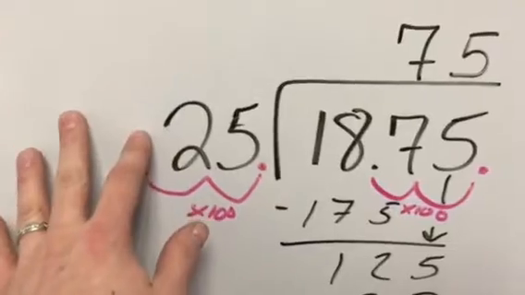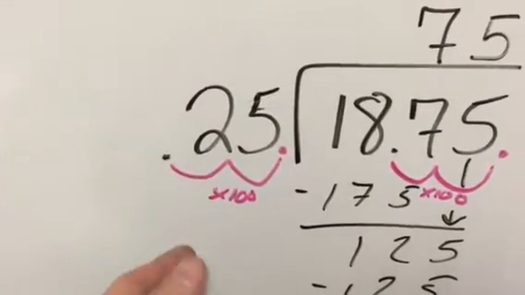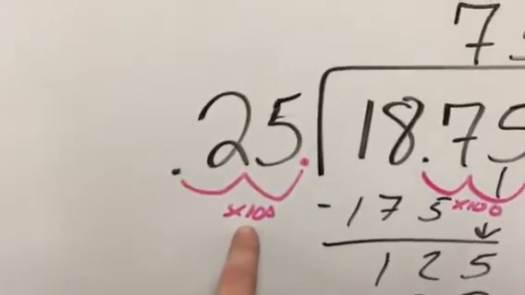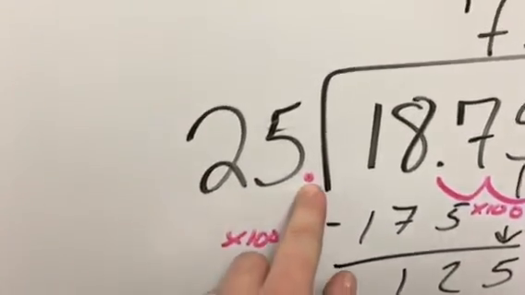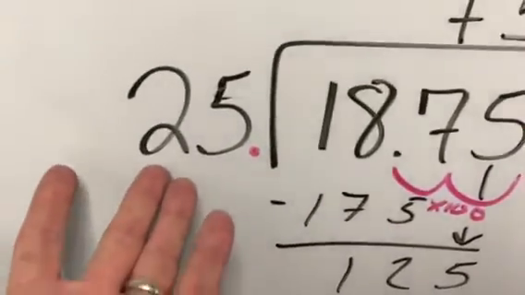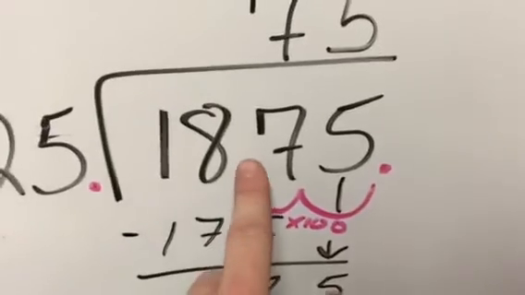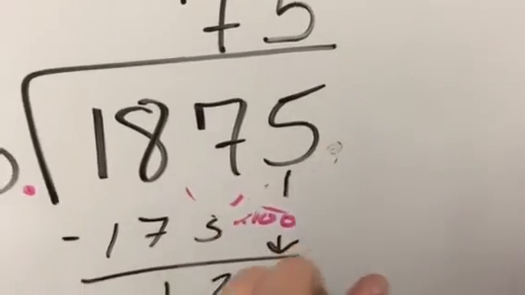Remember, the divisor cannot have a decimal, so we have to move it over. The way we move it over is by multiplying by 100. So it goes from here to here, and we have 25. And if we do it to this one, we have to do it over here too. So it goes over 1, goes over 2.